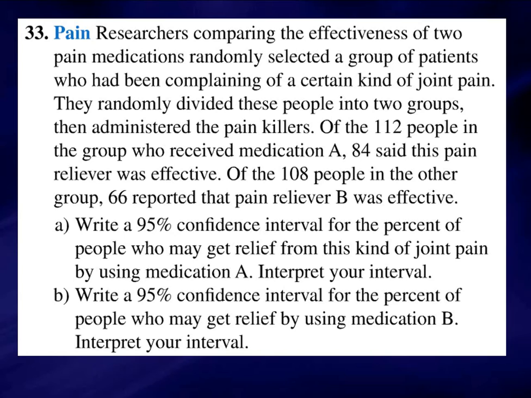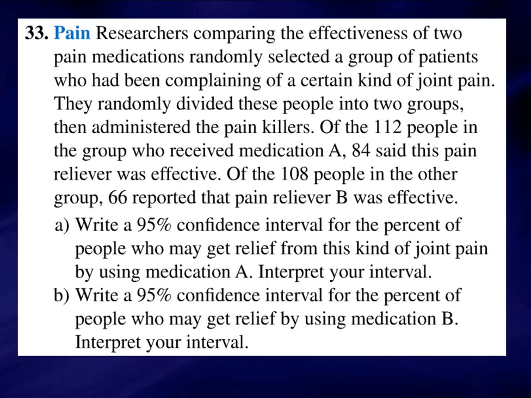What are the assumptions and conditions I would need for these problems? Random. Do we have random? Yeah, because even though they're talking about a randomly selected group of patients, they were then randomly divided into the two treatments. So we have randomization. What else do I need? 10%. And 112, 108, those are definitely going to be less than 10% of people who suffer from this kind of joint pain. Right? This is a relatively small group.